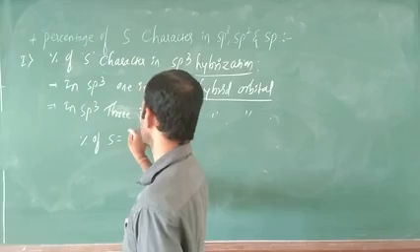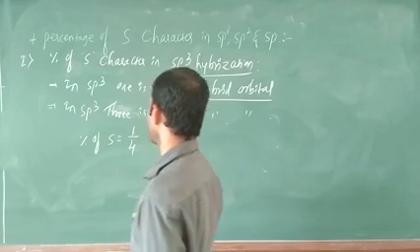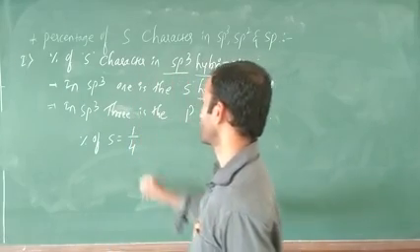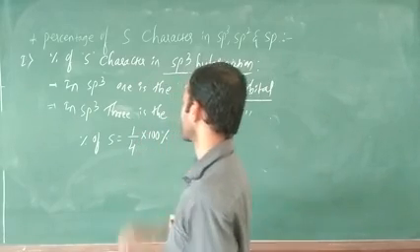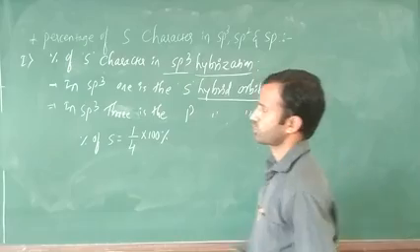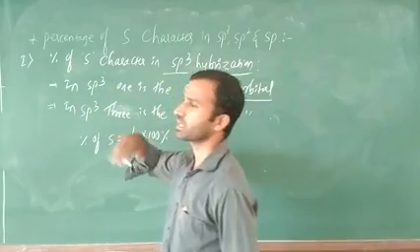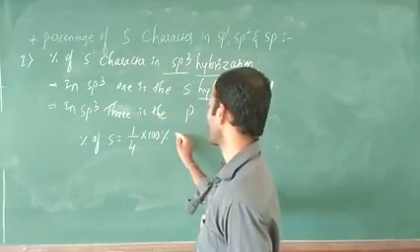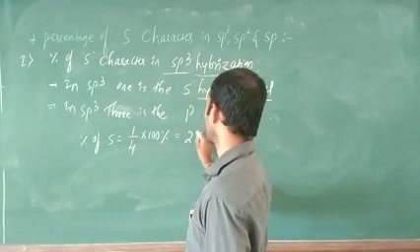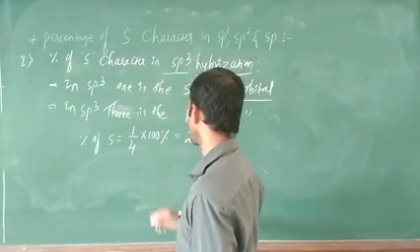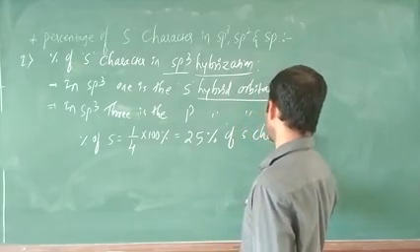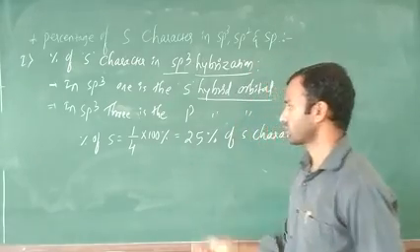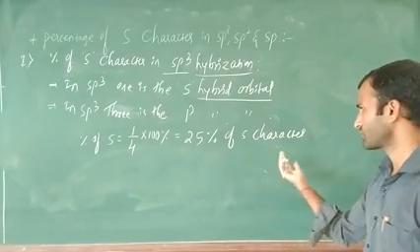In this case, 1 by 4, multiplied by 100, which indicates a percentage. Why do we write 1 by 4? Because 3 plus 1 is 4. That is why 1 by 4. In this case we get 25 percent s character. 100 divided by 4 is 25 percent s character.